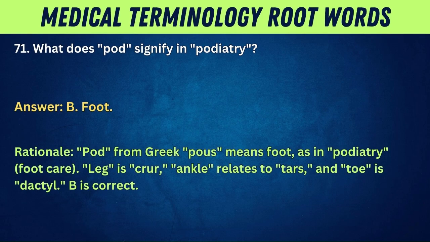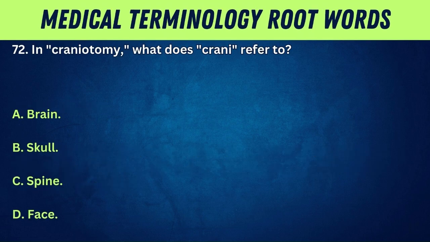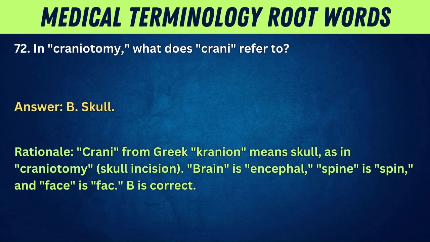Foot. Rationale: pod from Greek pous means foot, as in podiatry, foot care. Leg is crur, ankle relates to tars, and toe is dactyl. B is correct. 72. In craniotomy, what does crani refer to? A. Brain. B. Skull. C. Spine. D. Face. Answer: B.